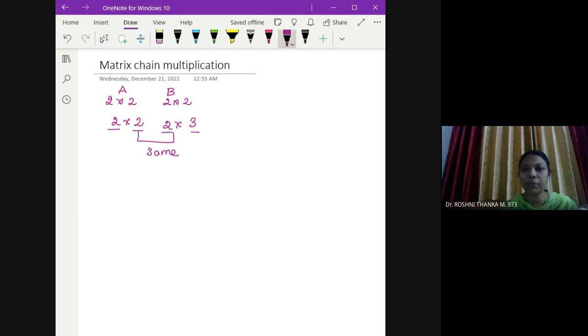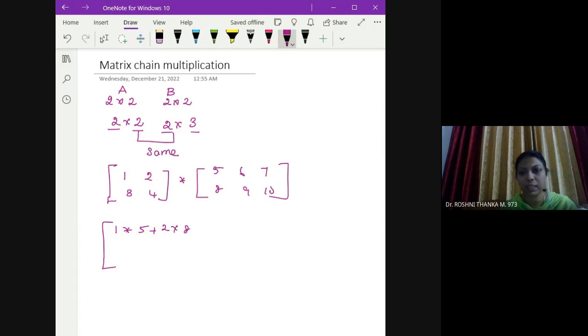I hope you know how to multiply two matrices. For example, let A be 1, 2, 3 and 4, and I want to multiply it with B, which has 2 rows and 3 columns: 5, 6, 7, 8, 9, 10. How will we multiply this? We multiply 1 into 5 plus 2 into 8. This will be one value, from this row and this column. For the next value, this row will be multiplied with the next column.